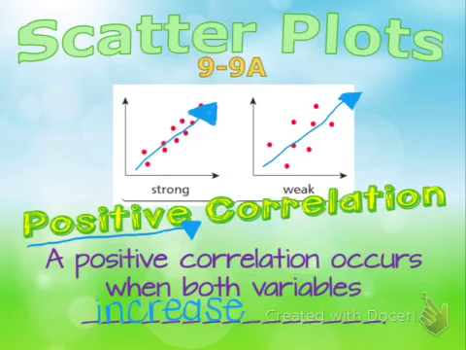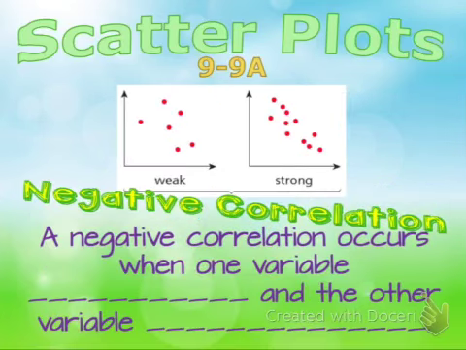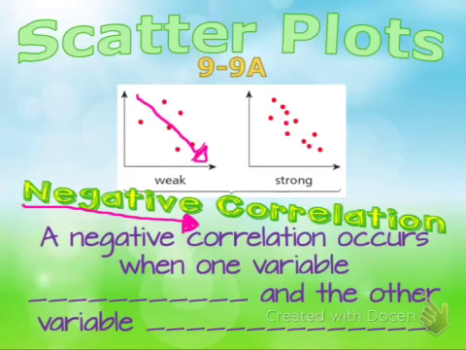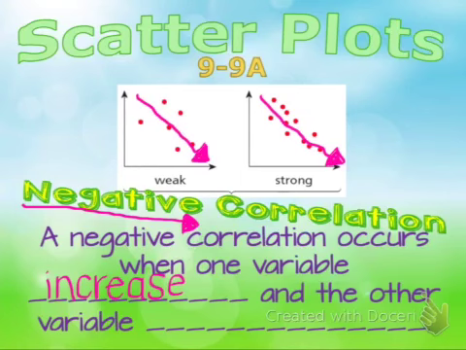So the opposite of positive correlation is going to be negative correlation, and negative is going to have a more downward slope. So here is a weak correlation where the numbers for data are kind of far away from the middle line, and this is a strong correlation where they're nice and close. But a negative correlation occurs when one variable increases and the other variable decreases. So when they're doing opposite. So this could be increases while the other variable decreases.